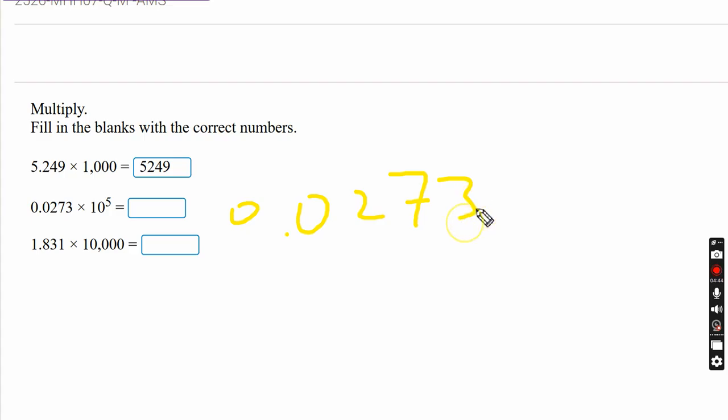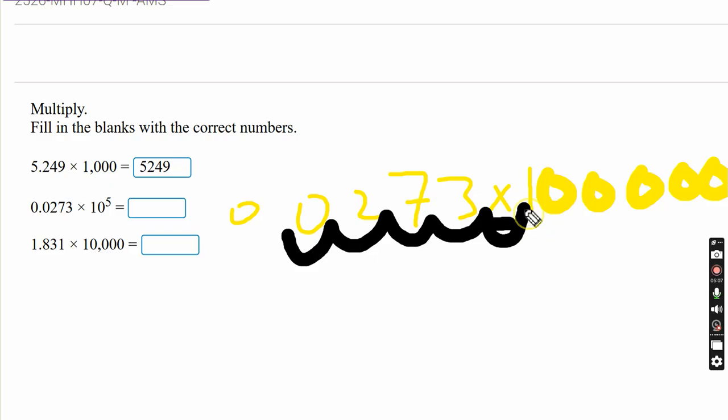Next we have 0.0273 times. Now, this 10 to the power of 5, what does that mean? It says that after the 1, there are 5 zeros. 1, 2, 3, 4, 5. Now, what did I say initially? That whenever we're moving the decimal point, you'll count the number of zeros, and it's multiplication. Remember, it's multiplication. And you have the number of zeros are 5 here, so you move the decimal point to the right 5 times. 1, 2, 3, 4, 5. Here. So 2730. Now the next one.